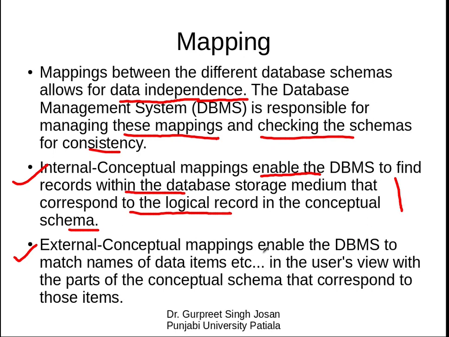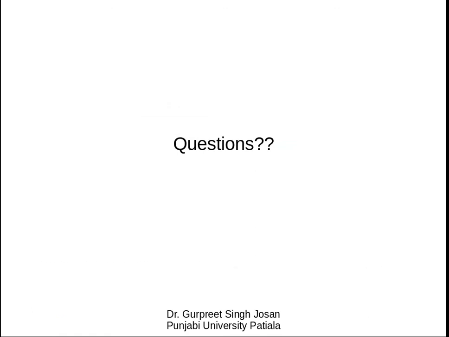Similarly, the external to conceptual mapping enables the DBMS to match the names of the data items in the user's view with the parts of the conceptual schema that correspond to those items. So every mapping is consumed by the mapping program. That's why we have the concept of data independence, and that's why the database management system is able to implement data independence on databases. So that is all about the three-tier architecture.